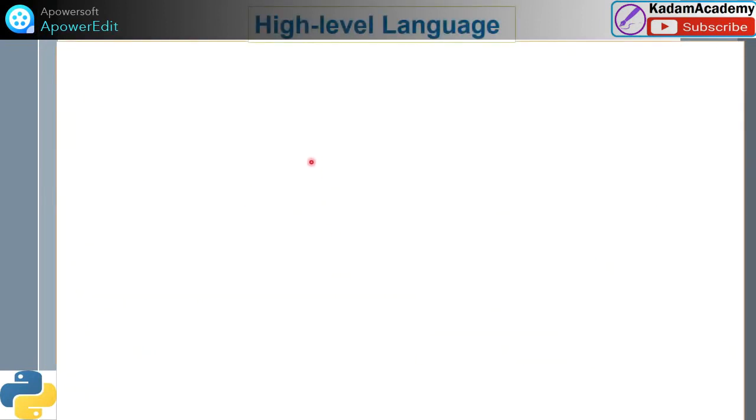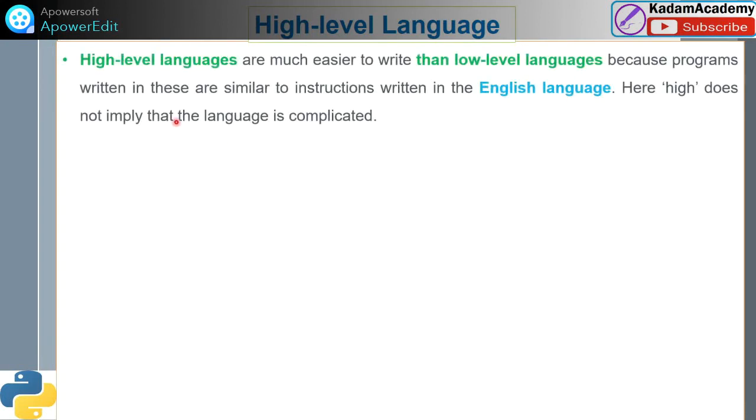And third one is the high level language. What are the high level languages? These are much easier to write than the low level languages, because programs written in these are similar to instructions written in the English language. Like in English language, how we talk, similarly we are writing in this high level language. Here, high does not imply that the language is complicated. It means the language is more problem oriented.